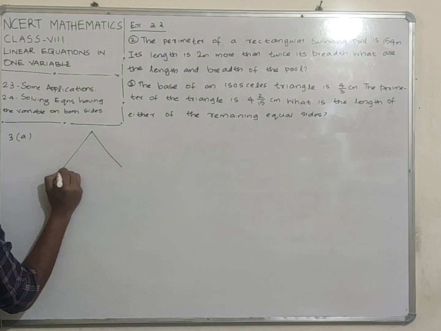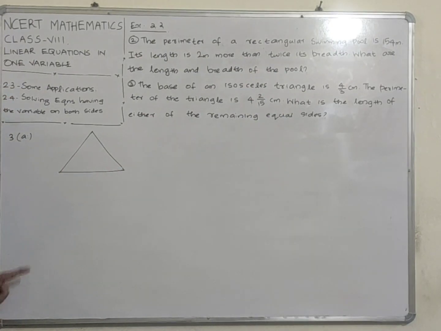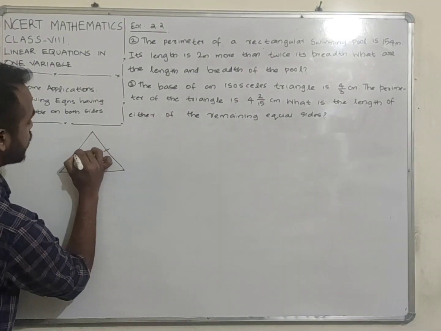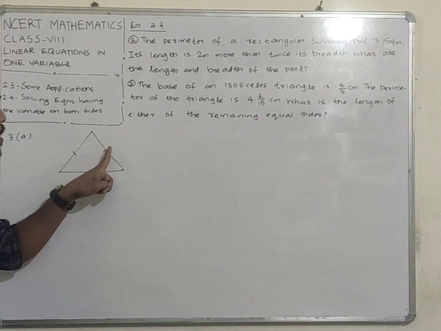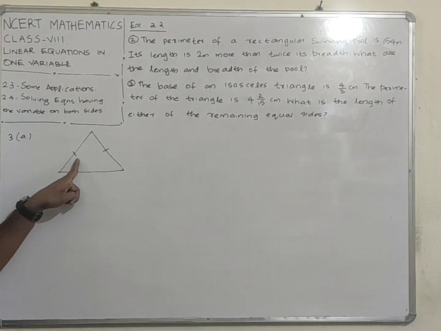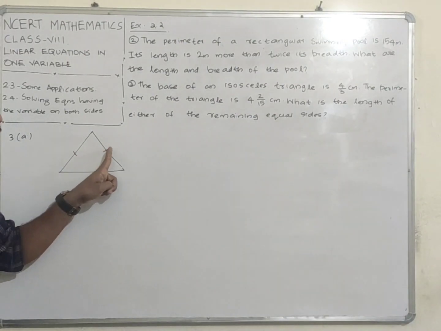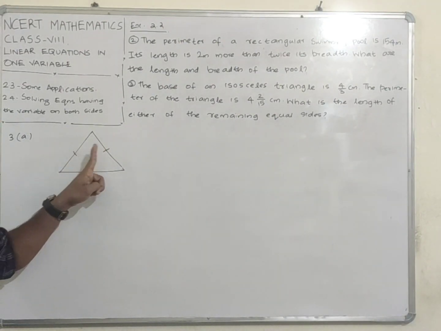Let this be an isosceles triangle. What is the importance of an isosceles triangle? Two sides will be equal. So let these be the two sides. We used to represent a single line on the sides of a triangle to show that they are equal.